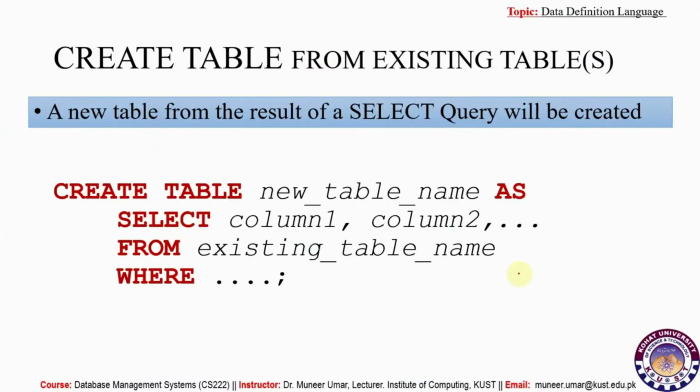We can also create a table from an existing table. So for that purpose we will use the same create table query, but here we will not specify the new columns as we are creating a table from the existing table. So for that purpose we must use a select query inside the create table attached with the as keyword. Actually, this select statement will give us a result, and according to this result we will create a new table.